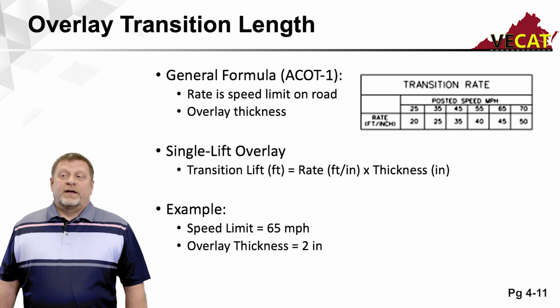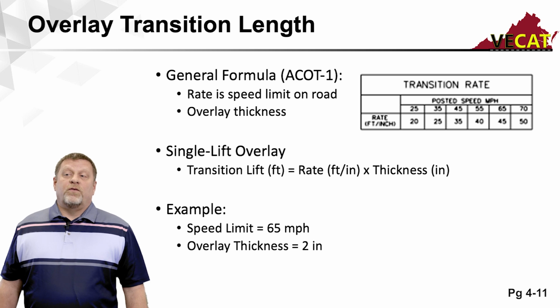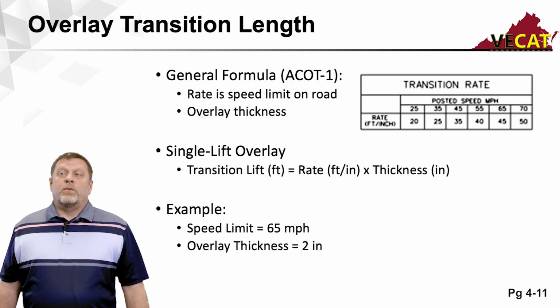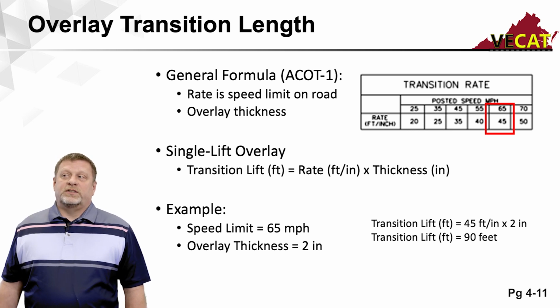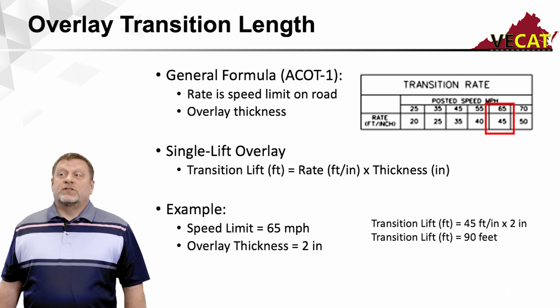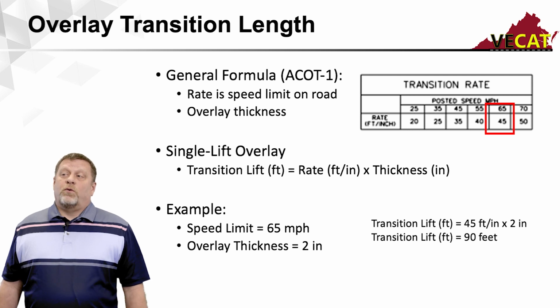So for an example, if the posted speed limit is 65 miles per hour, and we're doing an overlay thickness of 2 inches, what would be our transition length? Well, if we apply the formula above and we look at this transition rate, our posted speed limit is 65. That tells us our rate is 45 feet per inch. And we were given the information of our overlay thickness being 2 inches, so 45 times 2, as we work through this calculation, tells us that we need a minimum transition length of 90 feet to maintain a smooth riding pavement.